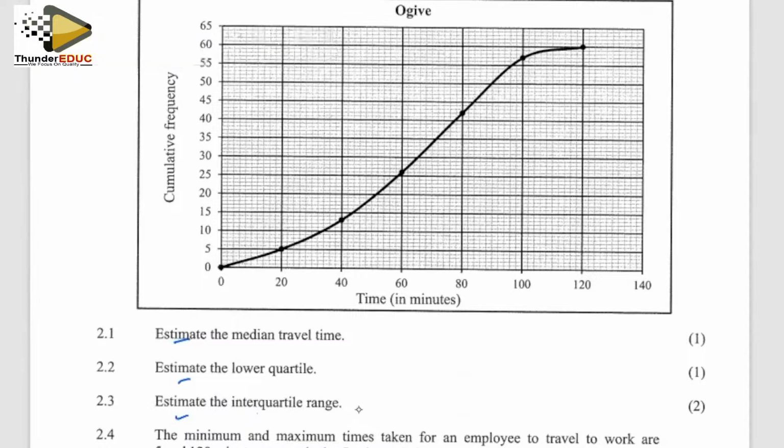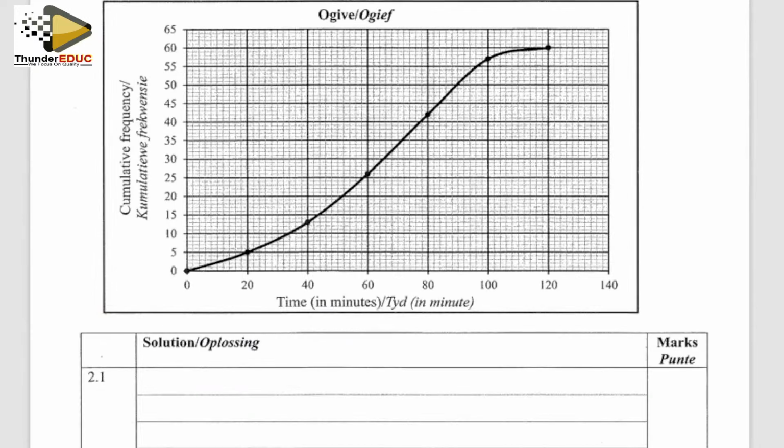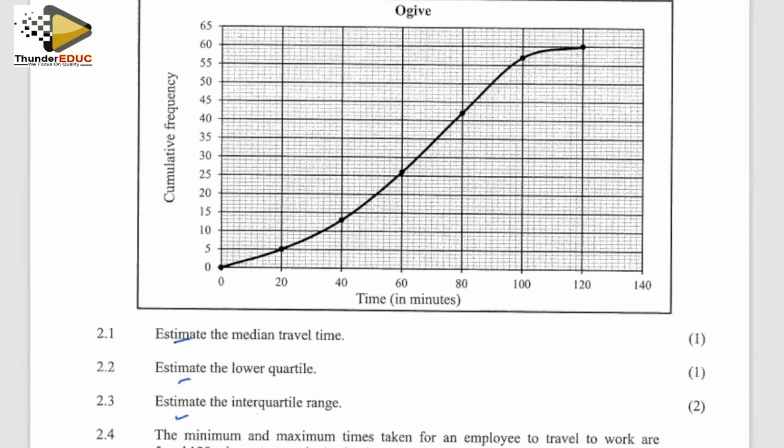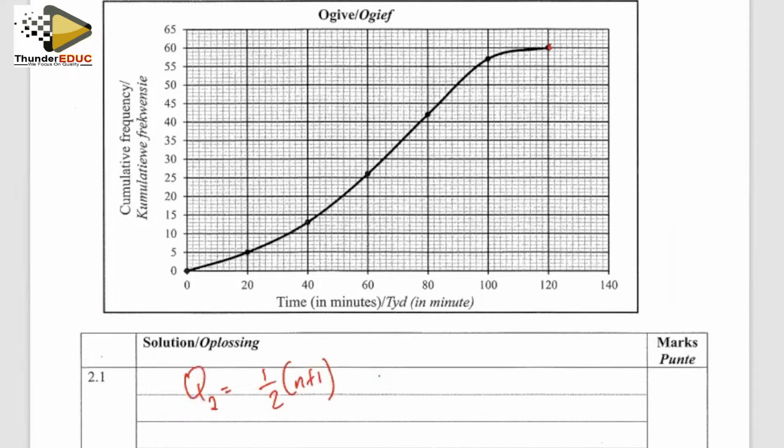For us to get the median, there is that formula that we normally use: Q2 will be a half of n plus 1, if we are looking for the position. Then if we do the substitution, we know that our n is 60 because the question told us we're dealing with 60 employees that travel to work each morning. So that's going to be a half of 61, which gives me 30,5. That is just the position.